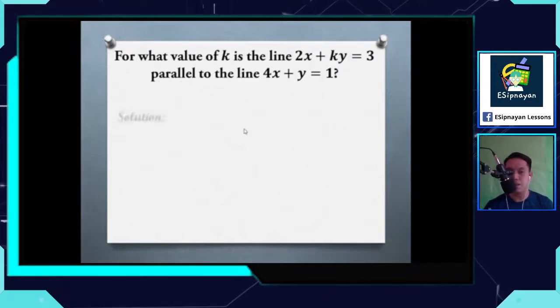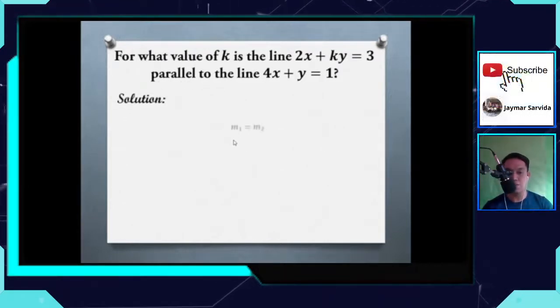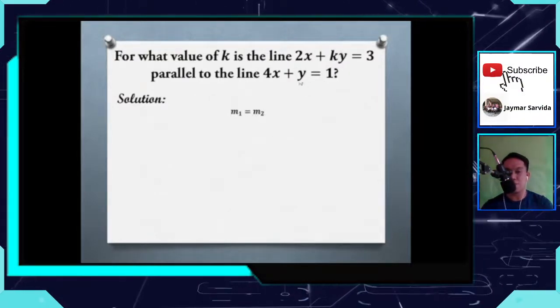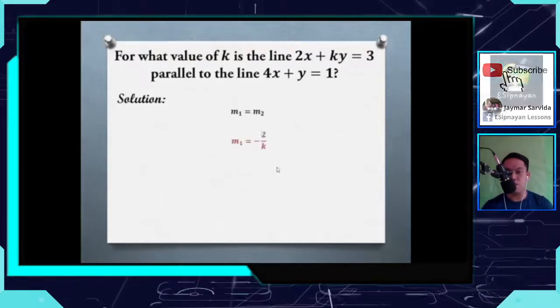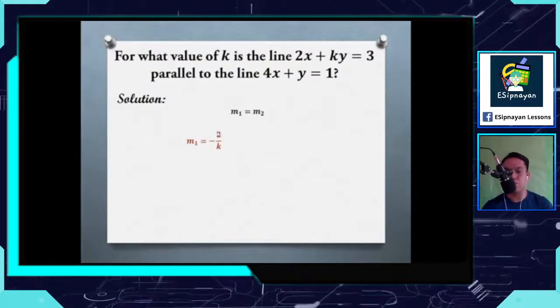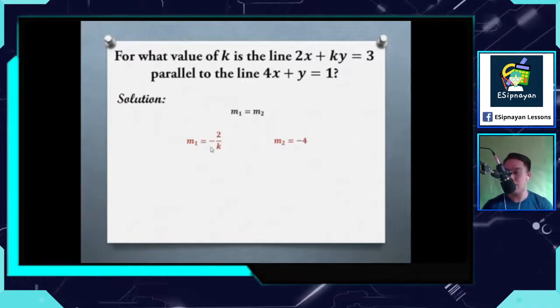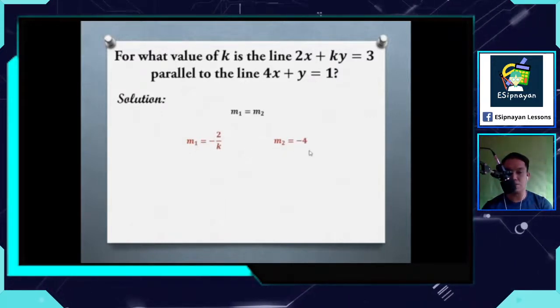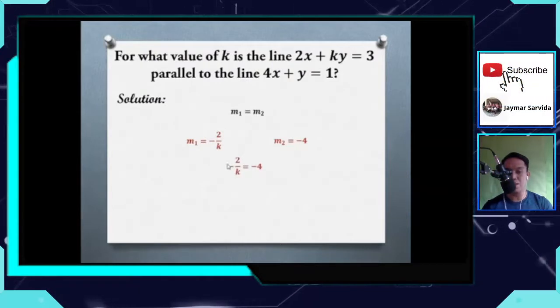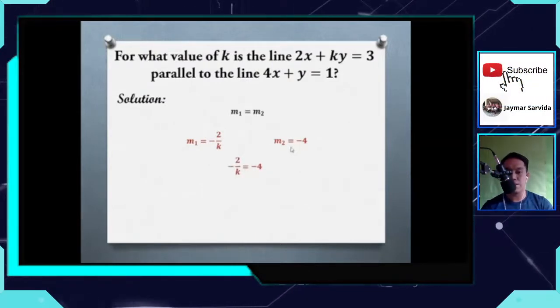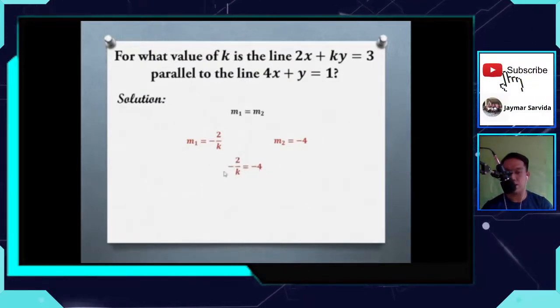So kapag parallel, you must remember this, na kapag parallel, the two slopes are equal. So m sub 1 is equal to m sub 2. So m sub 1 is equal to negative 2 over k, at yung ating pangalawang slope is negative 4. So i-equate lang natin yung ating dalawang slope. Negative 2 over k equals negative 4.